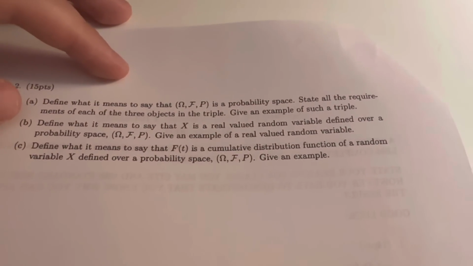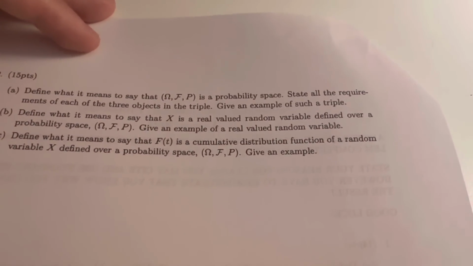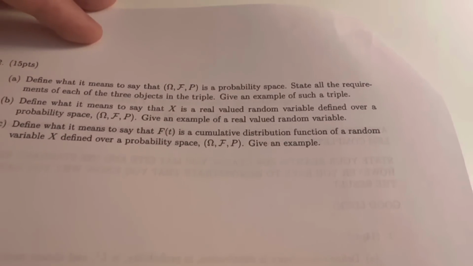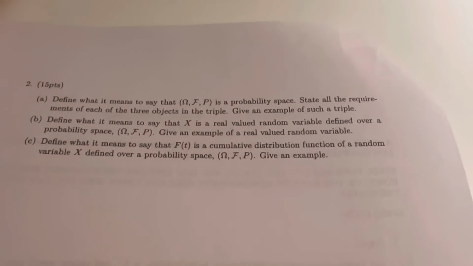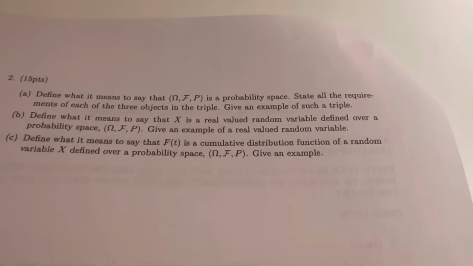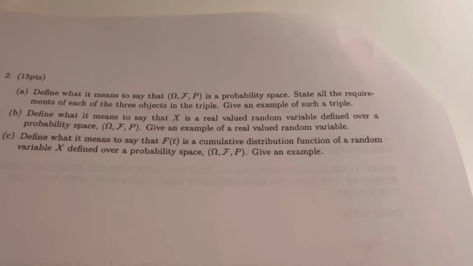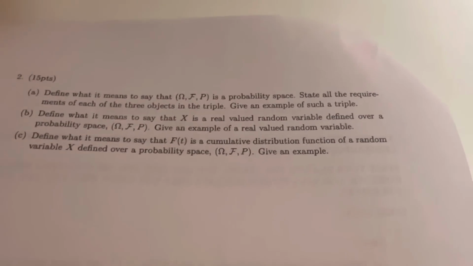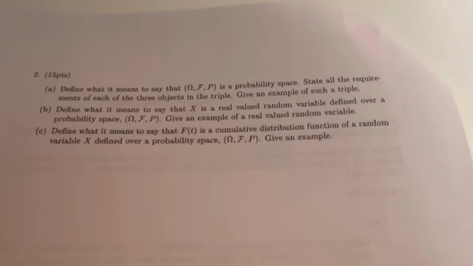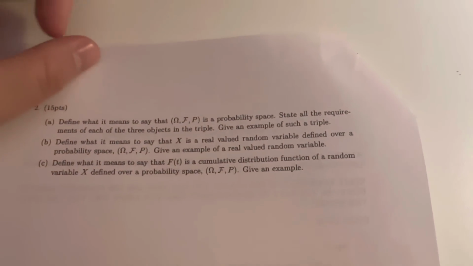Define what it means to say X is a real-valued random variable defined over a probability space. Give an example of such a real-valued random variable. So a random variable has to be finite almost everywhere, or almost surely in probability theory language. And it has to be extended real-valued and measurable. It has to be a measurable function. As an example, x equals 0 everywhere is kind of the most trivial example I can think of. Maybe they're looking for something more, in which case, if you wanted to get fancy, I guess you could say the Dirichlet function.